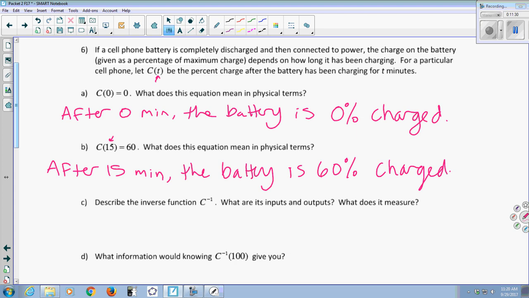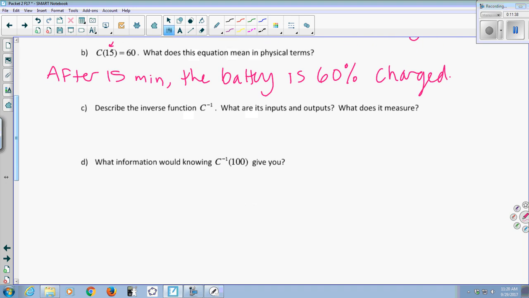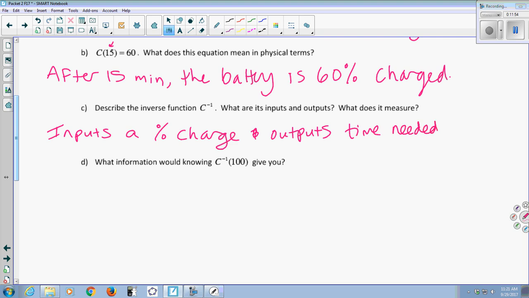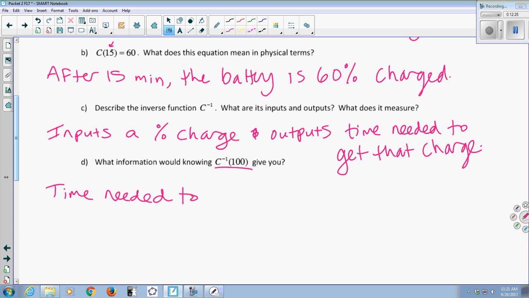And the inverse function C inverse is going to take as its input a percentage, and its output will be how long you have to plug in your phone to get that charge. Inputs a percent charge, and outputs time needed to get that charge. So what information would knowing C inverse of 100 give you? So you're inputting into C inverse, its input is a percentage. So if I knew the value of C inverse of 100, it would represent the time it takes to reach a 100% charge. Time needed to reach 100% charge.